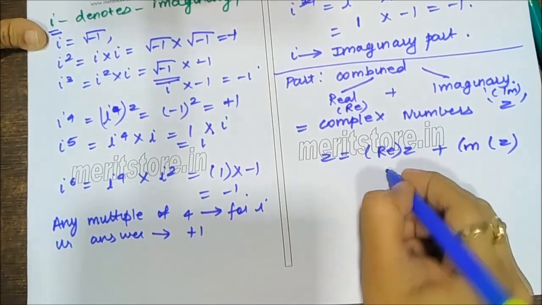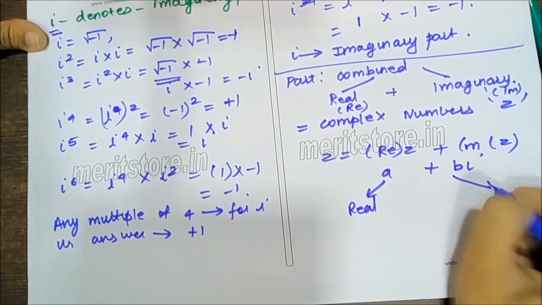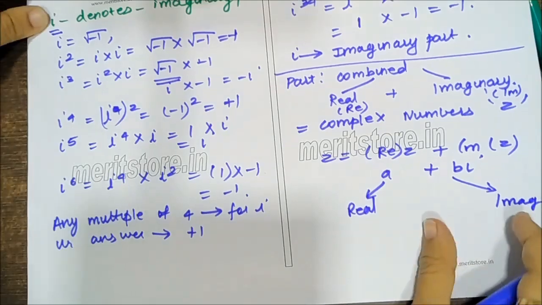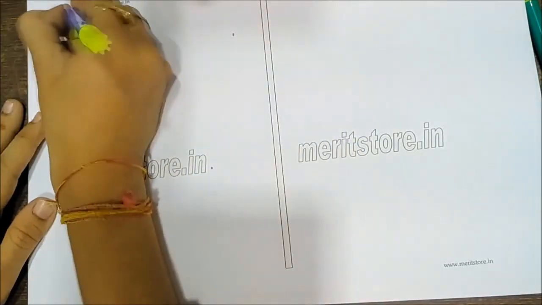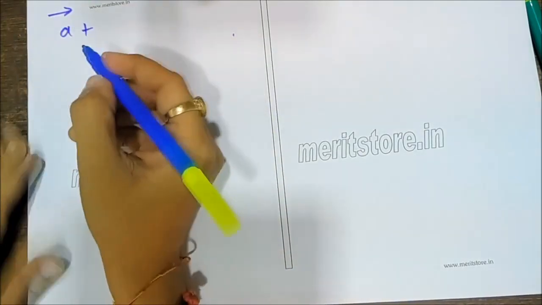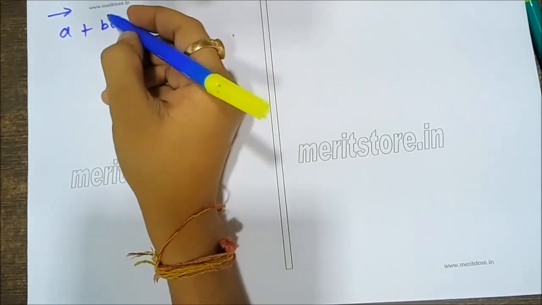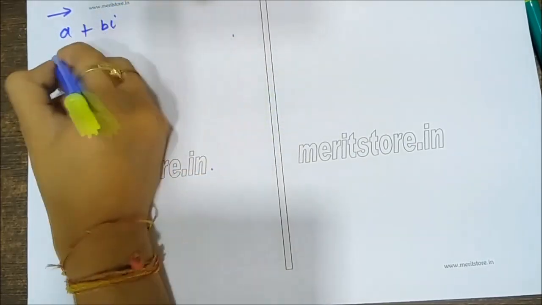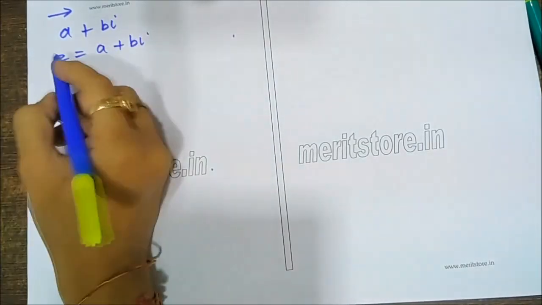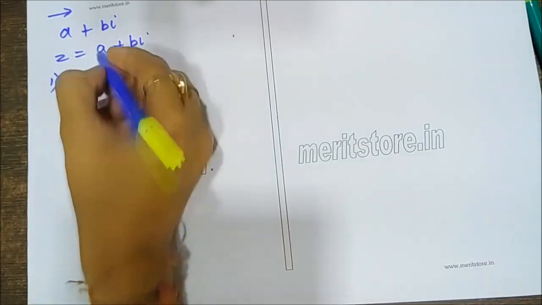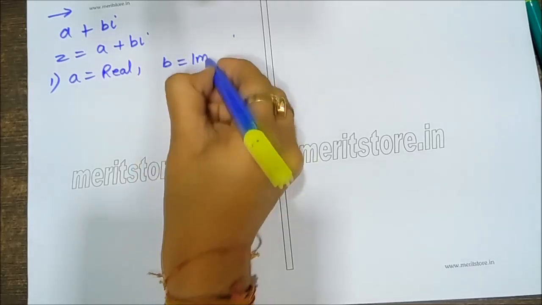So Z was the real part plus the imaginary part. It was derived in the form of a plus bi, where this is your real part and this is your imaginary part. Again, so written as a plus bi. So Z is equal to a plus bi is the form.